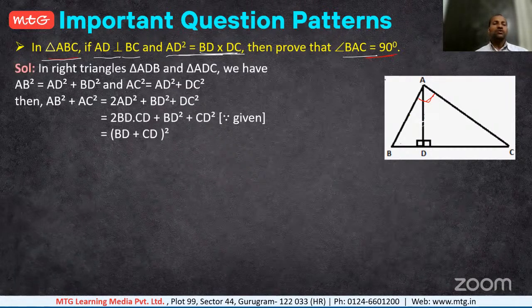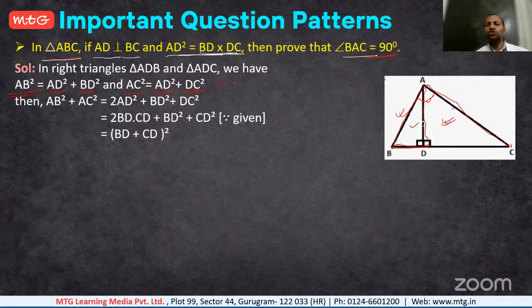What we will do: these two small triangles are right angle triangles. In triangle ABD, AB is the hypotenuse. So AB square is equal to perpendicular square plus base square. The perpendicular is AD and the base is BD. So AB square is equal to AD square plus BD square. Similarly, in this triangle, AC is the hypotenuse. So AC square is equal to AD square, again the perpendicular square, plus DC square, the base square.